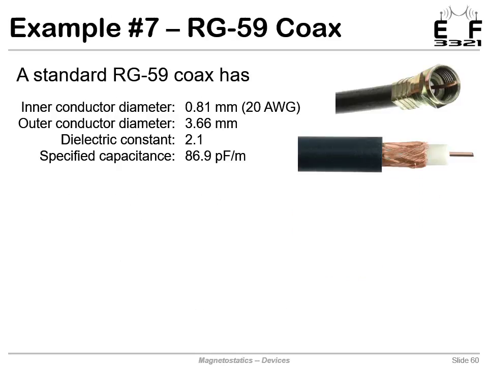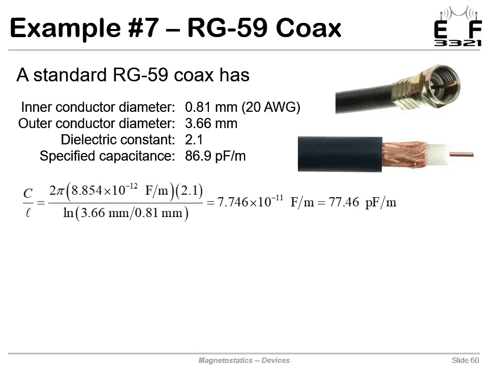So the RG59 coax that we're showing to the right over here has the following parameters. The inner conductor diameter is about 0.81 millimeters. It's a 20 AWG wire. The outer conductor diameter is 3.66 millimeters. The dielectric, the white stuff here, is normally Teflon, which has a dielectric constant of 2.1. And the data sheets usually specify a distributed capacitance of around 86.9 picofarads per meter. And they don't specify a distributed inductance for some reason.